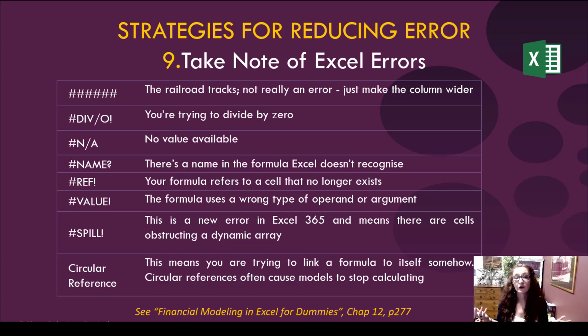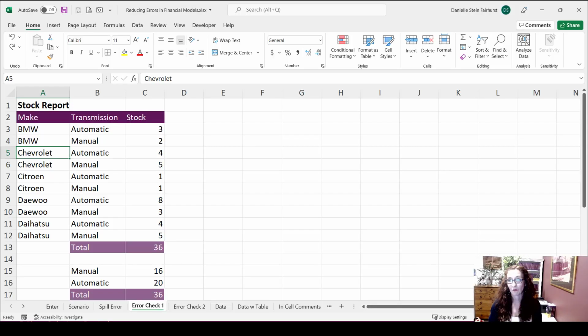And the other one you might notice here is a circular reference. Technically not an error, but a circular reference is basically when a formula is linking to itself, and it can often cause models to stop calculating.